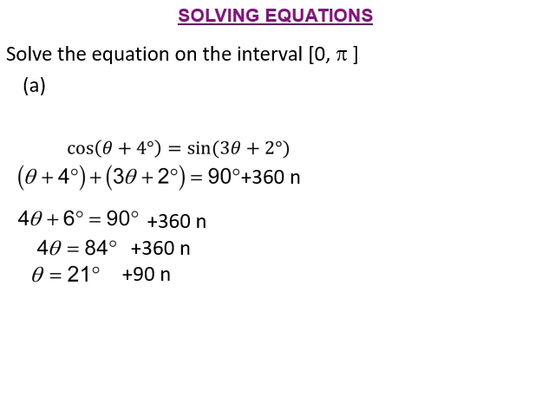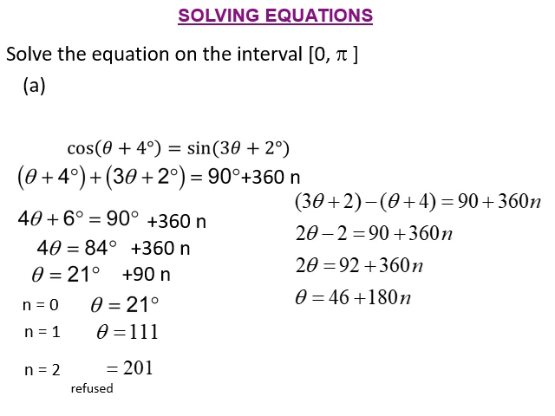To find the value of theta inside the interval, first put n equal 0. That means theta will be equal to 21. Then n equal 1, that means theta equals 21 plus 90, finally it will be 111. N equal 2 makes theta equal to 201. This is out of the interval, so I'm going to refuse the last solution.